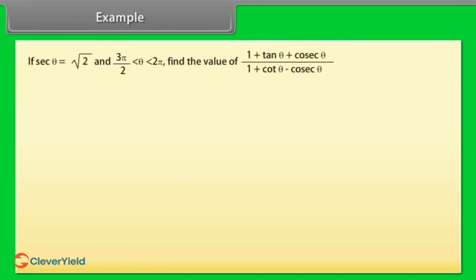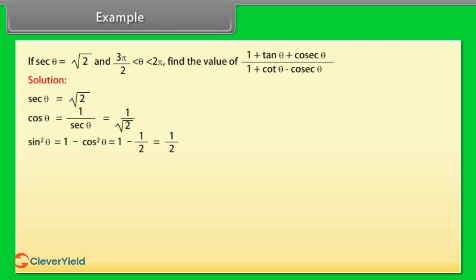Example. If sec of theta is equal to under root 2 and 3 pi by 2 less than theta less than 2 pi, find the value of (1 plus tan of theta plus cosec of theta) by (1 plus cot of theta minus cosec of theta). Solution. Sec of theta is equal to under root 2. Cos of theta is equal to 1 by sec of theta is equal to 1 by under root 2. Sin square of theta is equal to 1 minus cos square of theta is equal to 1 minus half is equal to half. Thus, sin of theta is equal to plus minus 1 by under root 2.